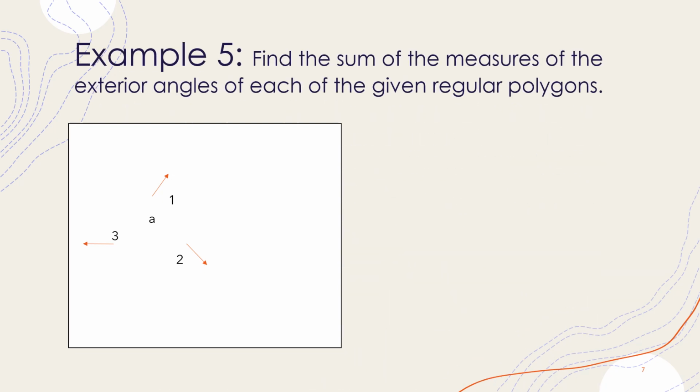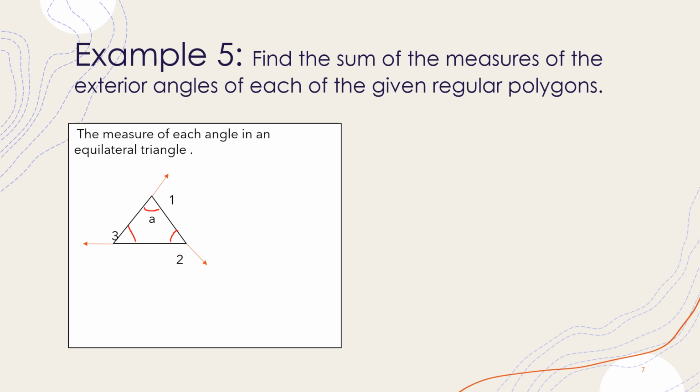Okay. So find the sum of the measures of the exterior angles of each of the given polygons. For example, we have here the measure of each angle in an equilateral triangle. So remember, ang equilateral, equiangular din siya. Ibig sabihin, parehas din ang measure nitong tatlong angle na to. Since equilateral sila, equiangular din, that means pareho ang total na measure nitong tatlong angle.